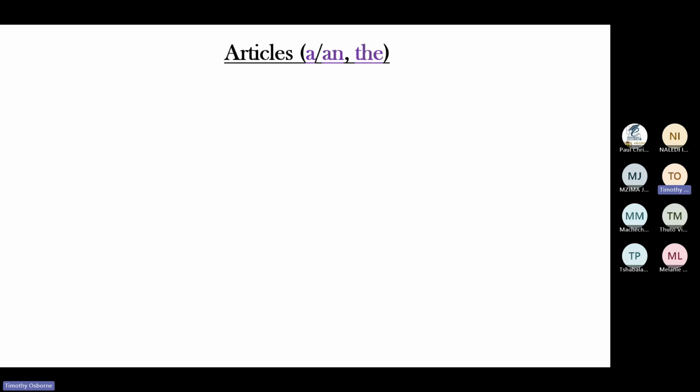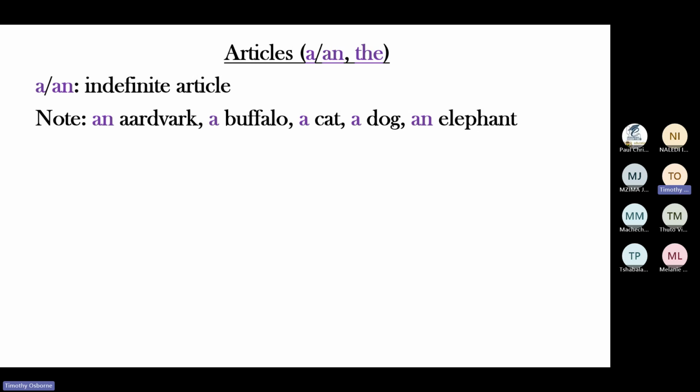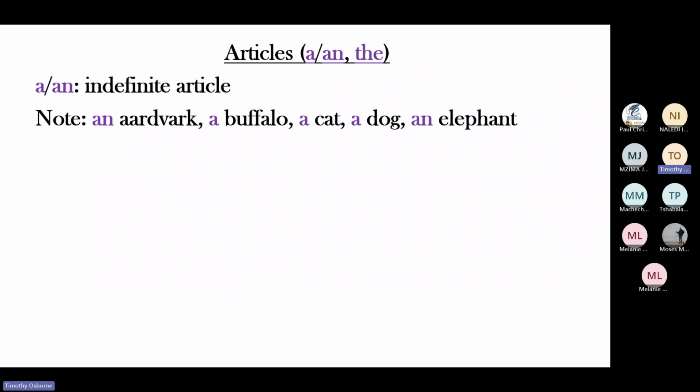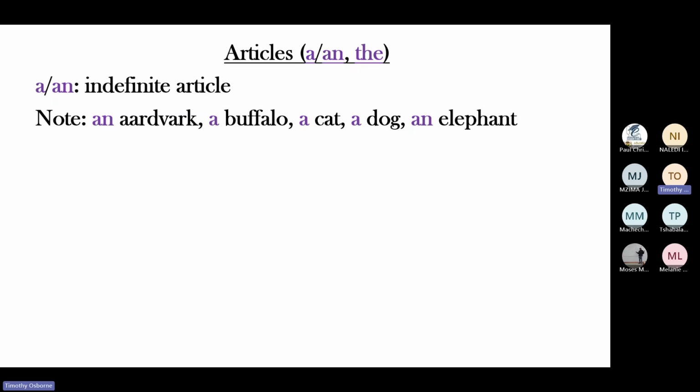Now we move on to articles. There you will see there are only two articles: a or an, and of course the. Now, a or an, as you can see, is the indefinite article. Let's just take a look at the example here. When do you use an and when do you use a? Well, you use an before a vowel sound. There you've got two examples: an aardvark and an elephant. And in between, you've got a buffalo, a cat, and a dog. That's the easiest way to remember it. It's just the sound that follows the indefinite article.